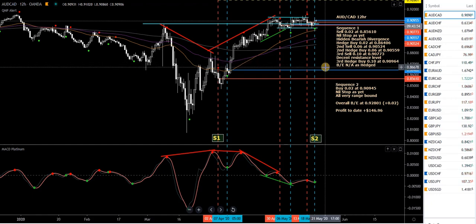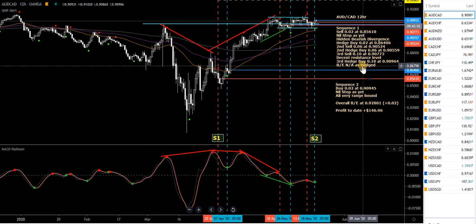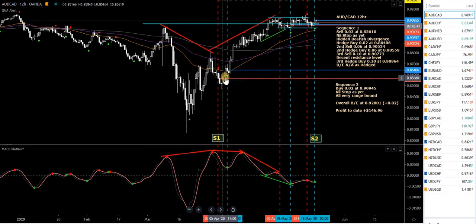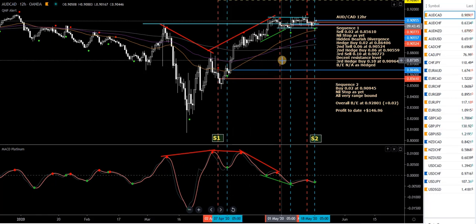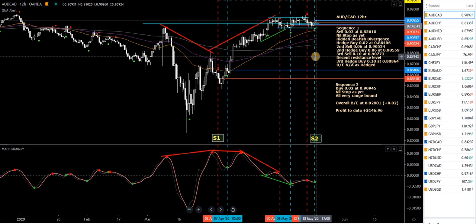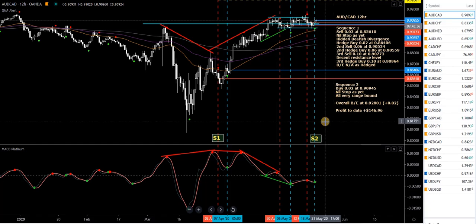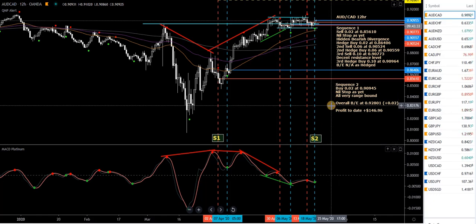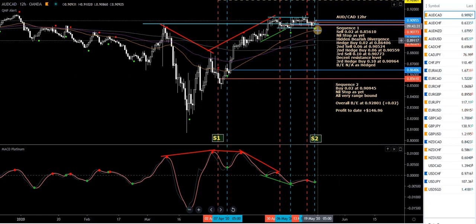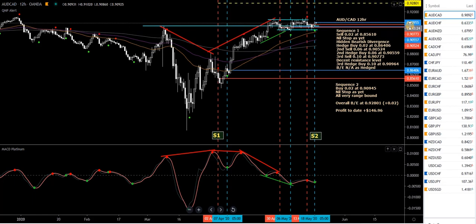My overall break even on sequence 1 is not applicable as it's hedged. So there would have been a sell, hedge buy, second sell, second hedge buy, third sell, third hedge buy. Sequence 2 is a brand new buy trade, and that gives me an overall break even at 92801, which is, I think, this yellow mark up here, just above the chart there. I'll just bring it out. There it is, sitting up there.